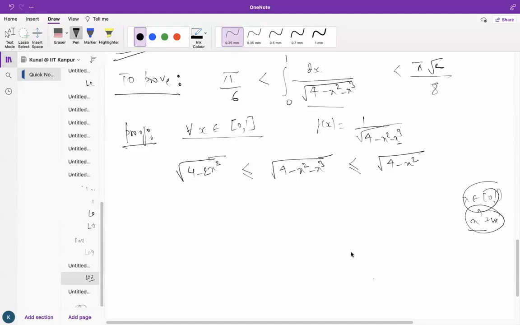What I'm trying to say is 4 − x² is equal to 4 − x². No harm in that. Now, if I subtract x² on the left hand side, with x varying from 0 to 1, it will be greater than this. So we can write 4 − 2x² is also less than or equal to 4 − x² − x³, because with x varying from 0 to 1, our x² is greater than x³.